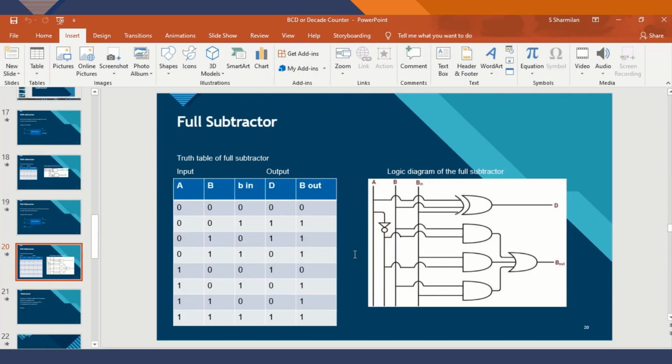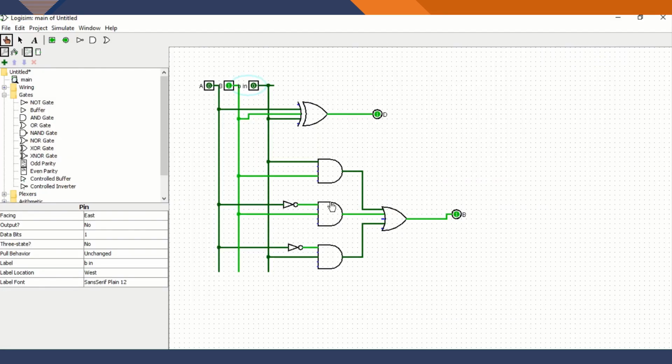Now I am going to check the fourth condition. A equals 0, B equal 1, B in equal 1. Now I am going to change the fourth condition, A equals 0, B equal 1, B in equal 1.